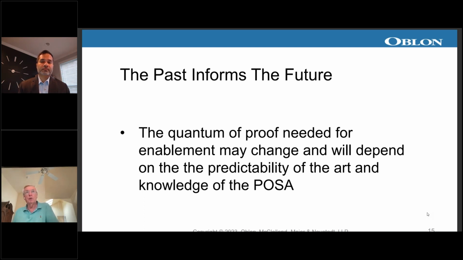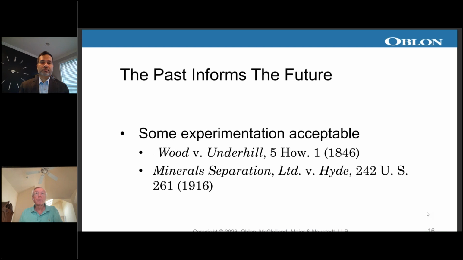So you have to be careful when you look at old cases that you're not talking about the technology changing such that predictability changes. Next slide, please. Now, Justice Gorsuch in the Amgen decision noted that some experimentation was acceptable.